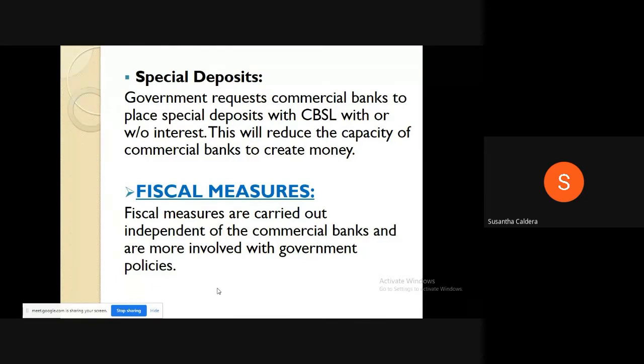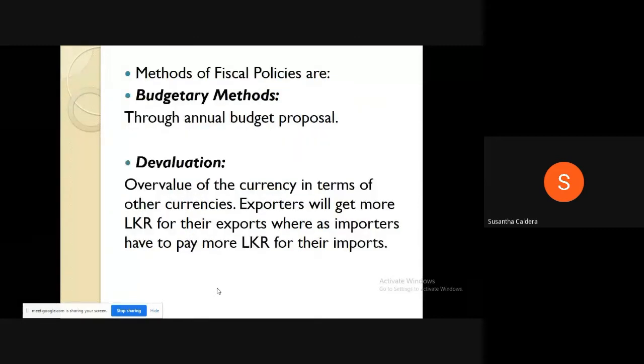Right? Fiscal measures. Fiscal measures are carried out independent to the commercial banks and are more involved in government policies. Fiscal measures of government policies. Methods of fiscal policies are budgetary methods. Budgetary methods means through the annual budget proposal, from time to time, either we impose taxes, we raise taxes, or we give tax exemptions to the people, right?